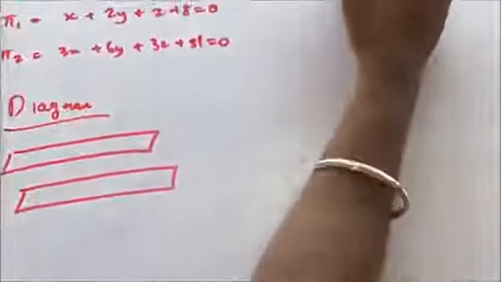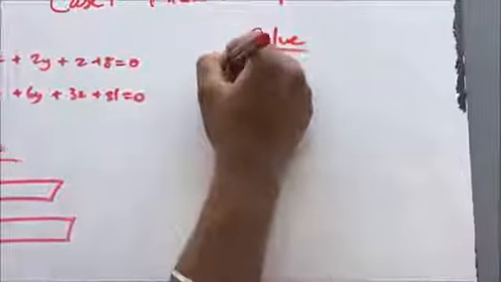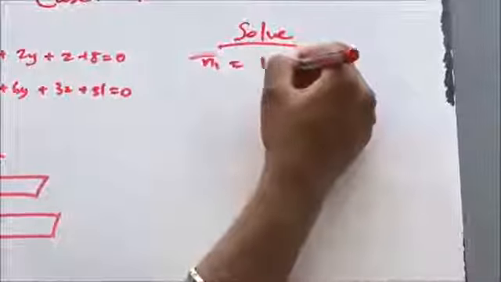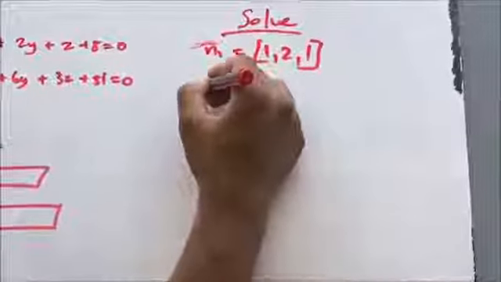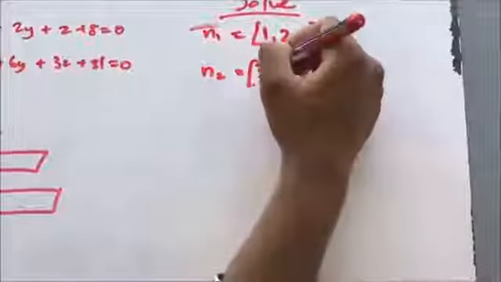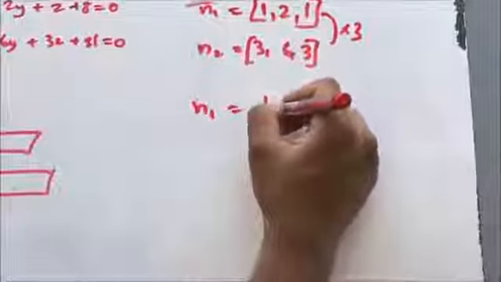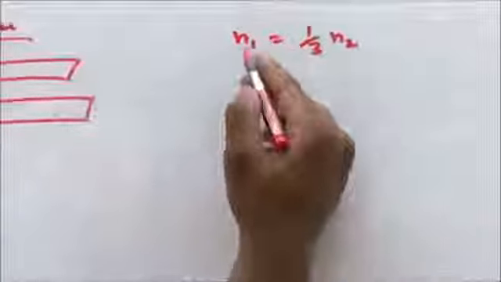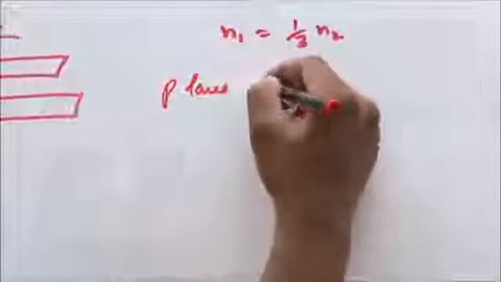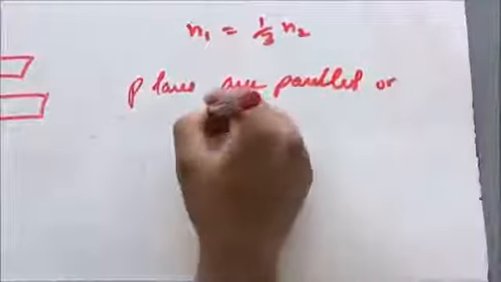In order to solve this and see where they intersect, we would look at the normals of each plane. The normals for plane 1 would be the coefficients of each: 1, 2, 1. And then normal 2 would be 3, 6, 3. From this, we can see that normal 2 is just a multiple of normal 1. So we know that n1 is equal to 1/3 of n2, right? Since these are multiples, we can determine that the planes are either parallel or coincident.